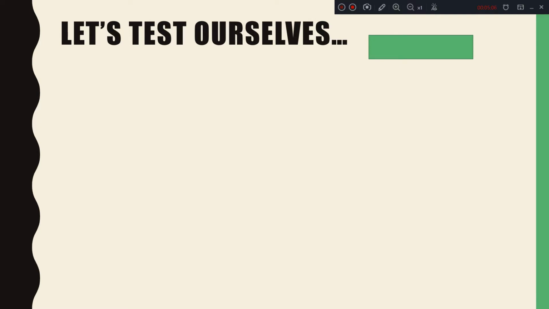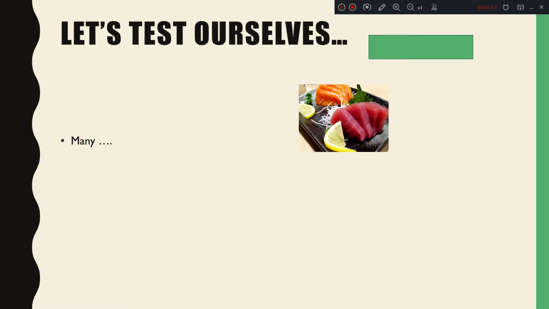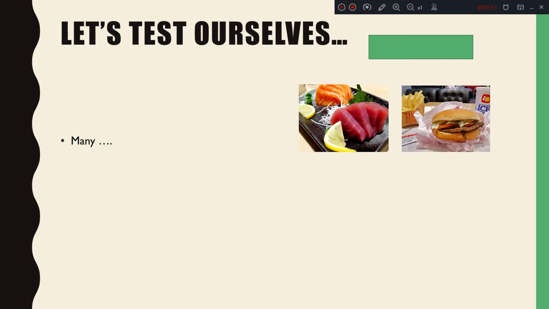So let's test ourselves. Is it the countable or uncountable nouns which match each quantifier? So, many sushi, many hamburgers, which one? Good, it's many hamburgers. The quantifier many matches the countable noun hamburgers.